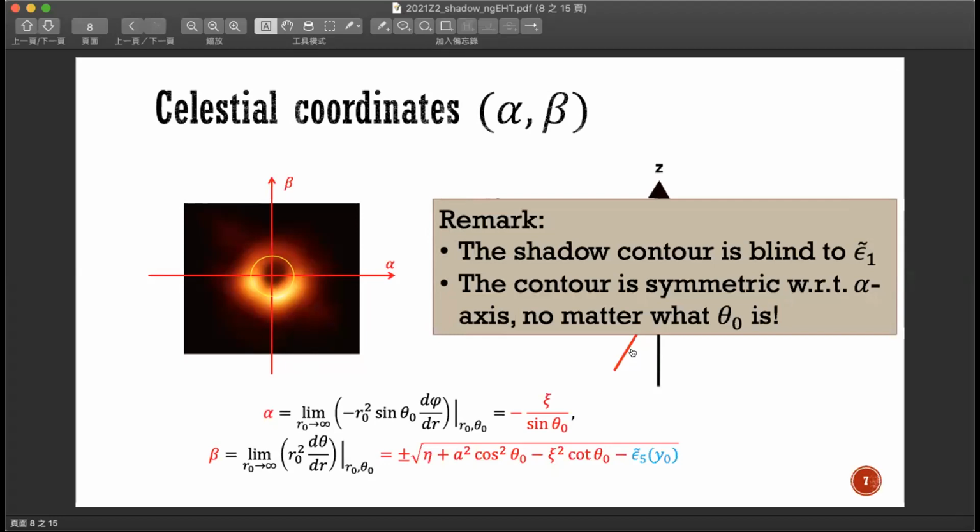And the other remark is that the shadow contour is symmetric with respect to the horizontal axis, as you can see from this plus and minus sign in the beta expression. And this is true no matter what the inclination angle of the observer is. So you may think that this is somewhat counterintuitive, because the black hole solution that we are considering here is not Z2 symmetric, but its shadow image, the impact parameter of the photon sphere, is always symmetric with respect to the horizontal axis. Okay, so this is another important feature of this kind of solution.